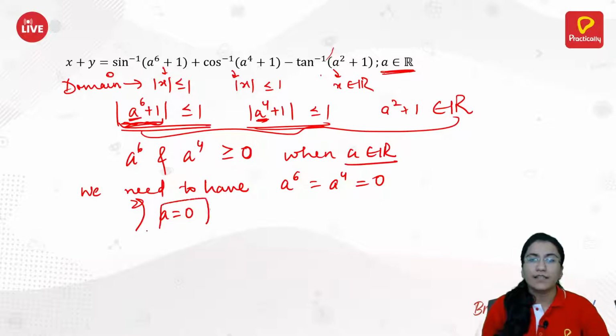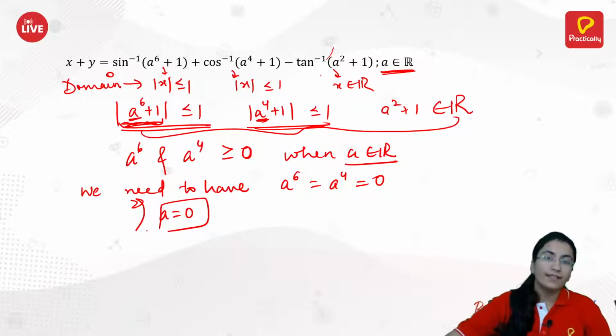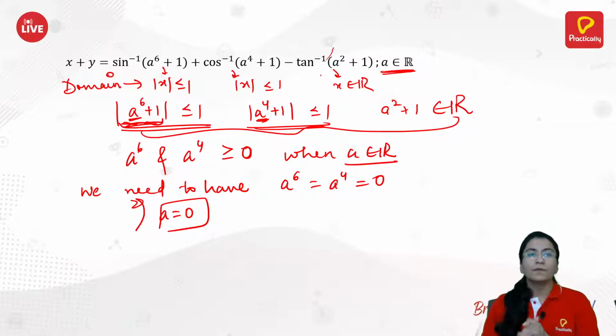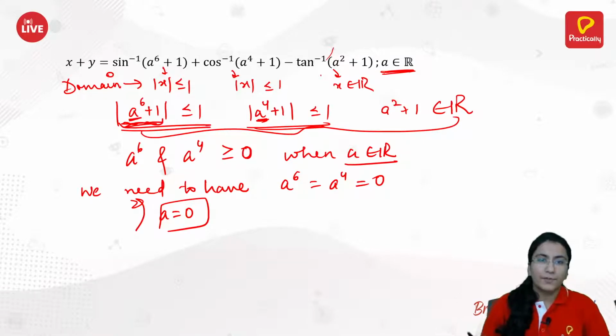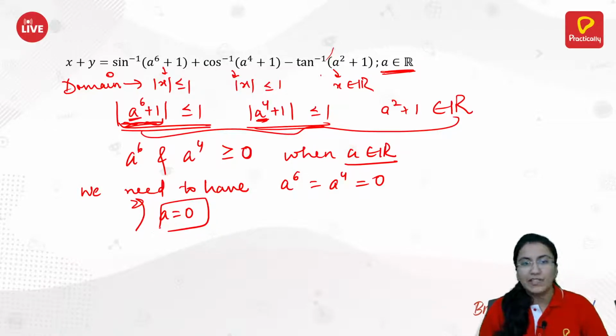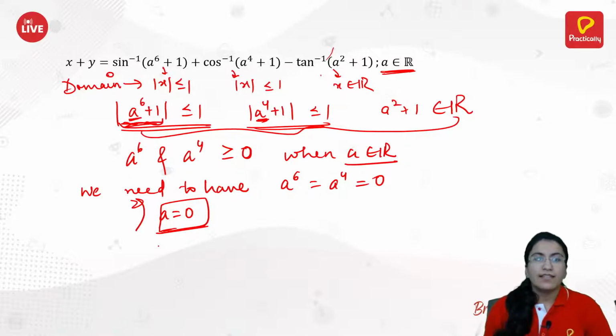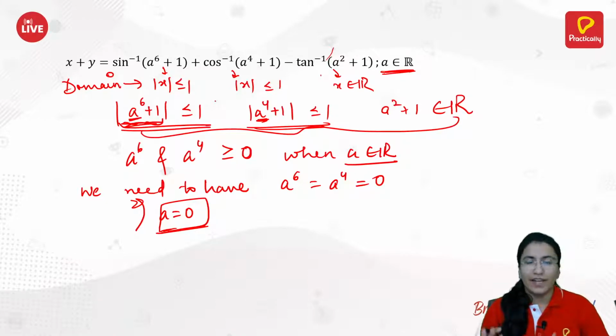Which implies a must be 0. Now using the domain we have the value of a, but if you don't know exactly what the interval for the domain is, then you can't solve this question. For that you need to remember the domain and range. Okay, so a equals 0 so that this line can be constructed or defined.